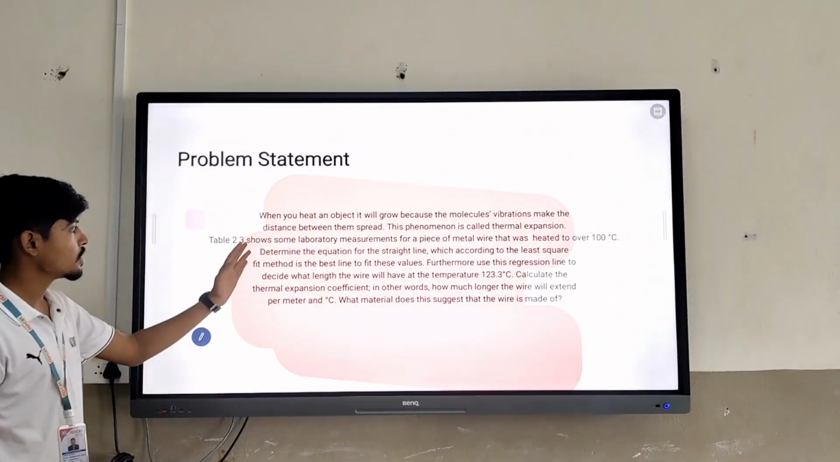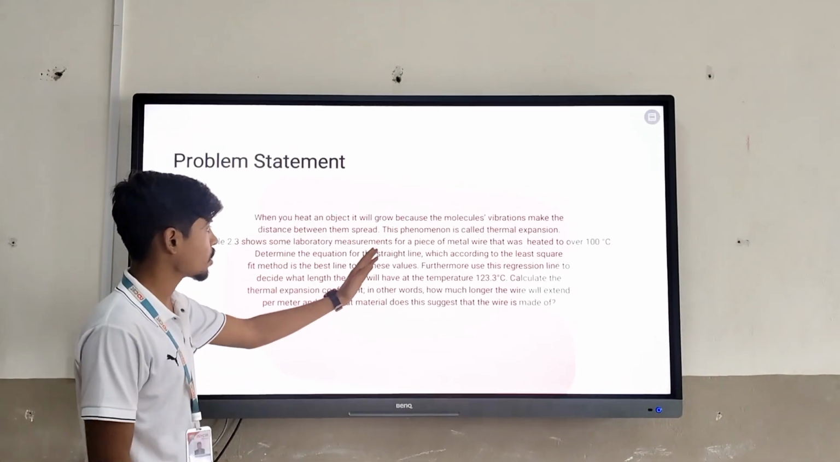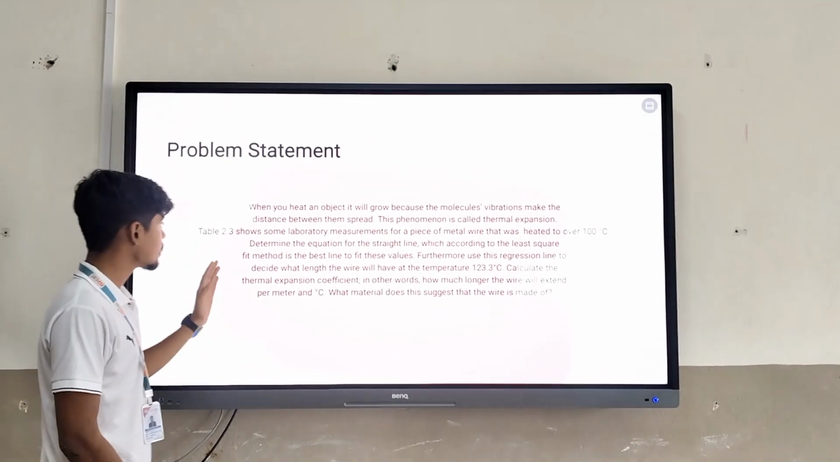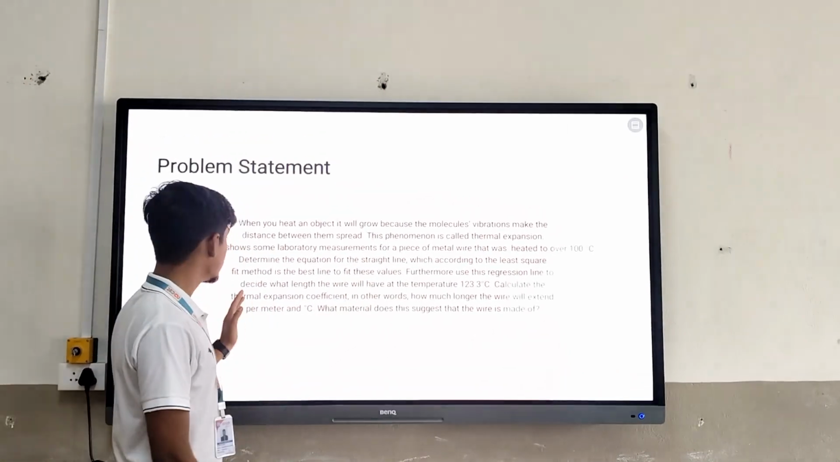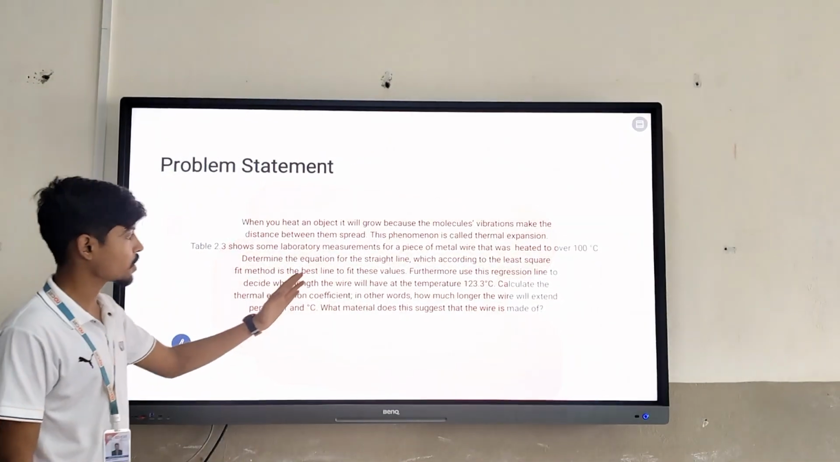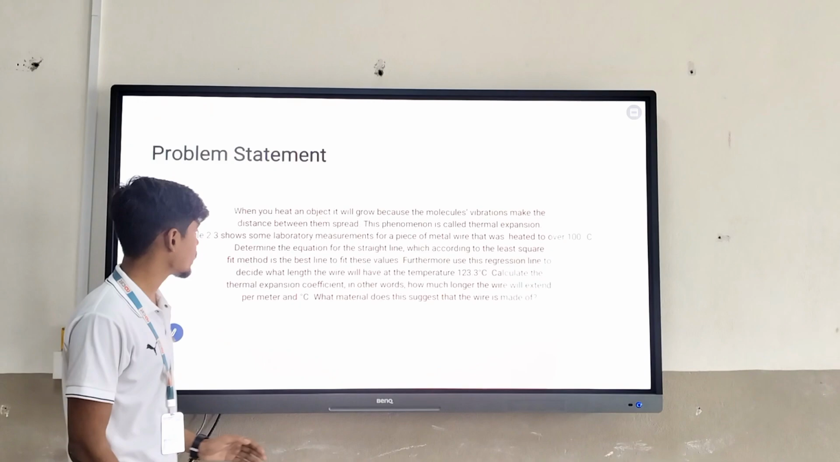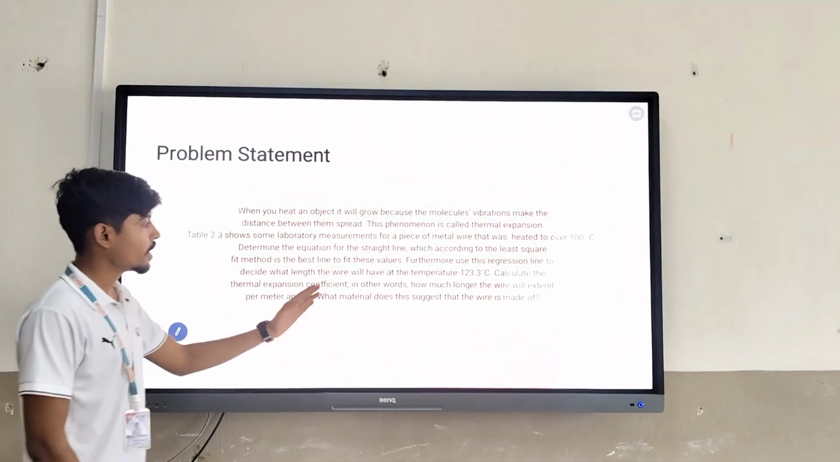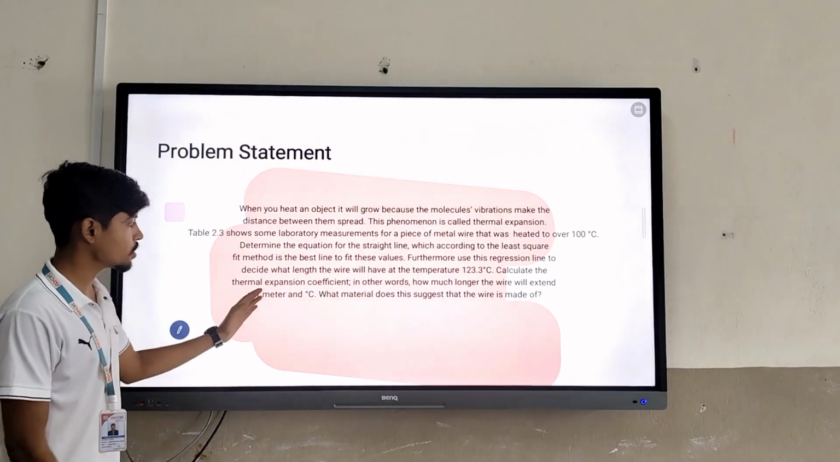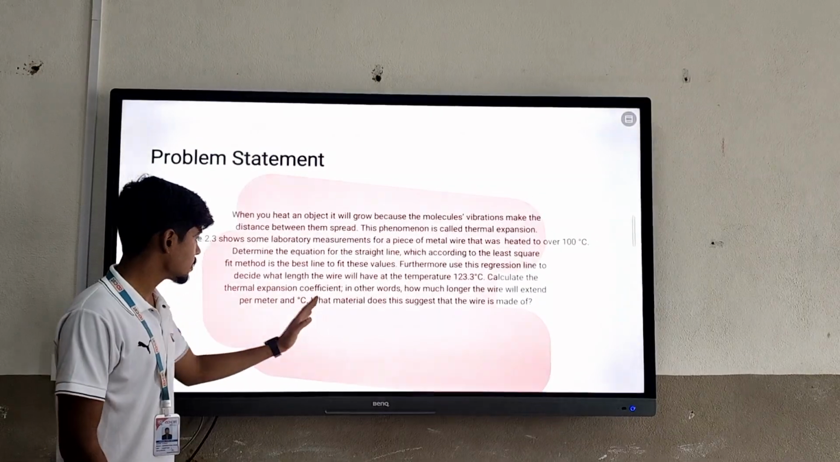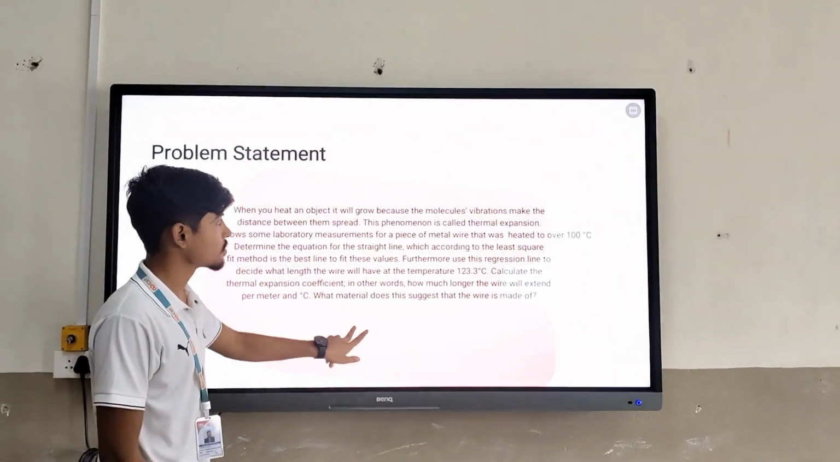The given table has some laboratory measurements for a piece of metal wire that is heated over 100 degrees Celsius. Determine the equation for the straight line according to the least square method, and fit its curve. Further, use the regression line to decide what the length of the wire will be at 123.3 degrees Celsius, and also calculate the thermal expansion coefficient and the material used for the wire.